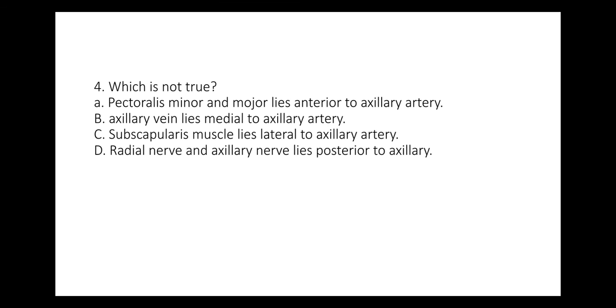And the fourth question is, what is not true? Pectoralis minor and major lie anterior to axillary artery. Axillary vein lies medial to axillary artery. Subscapularis muscle lies lateral to axillary artery. Radial nerve and axillary nerve lie posterior to axillary artery. So if you have any confusion, consult the original textbook.